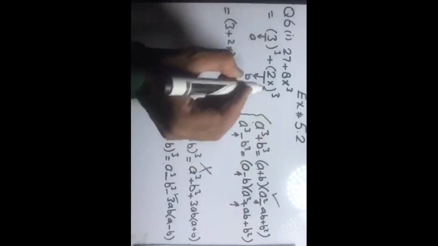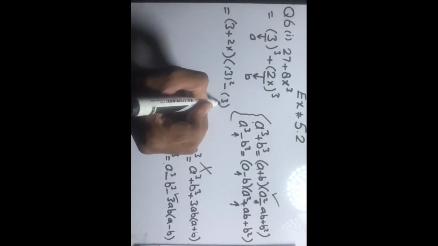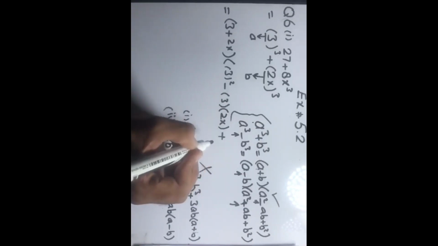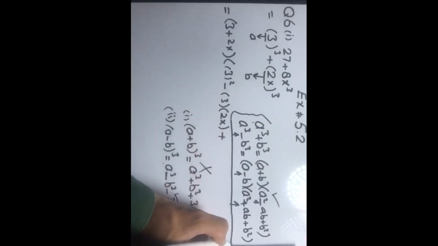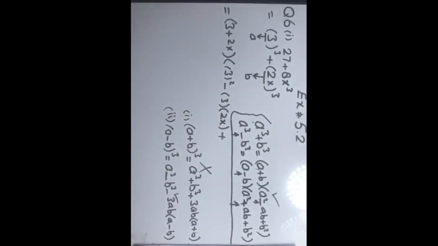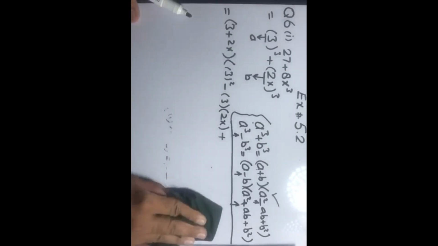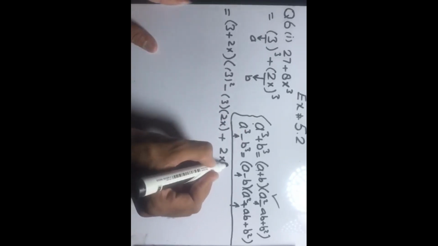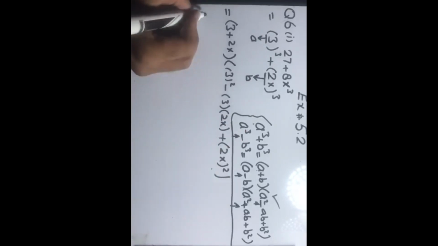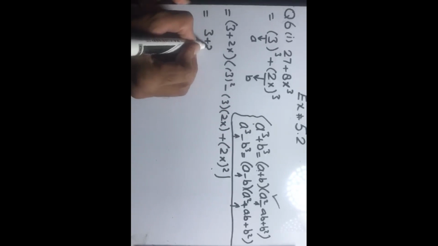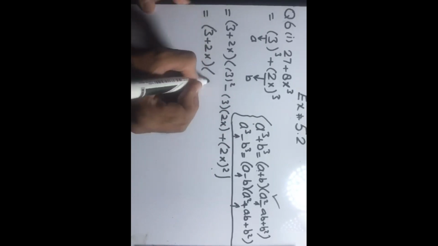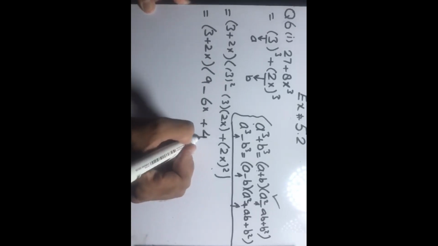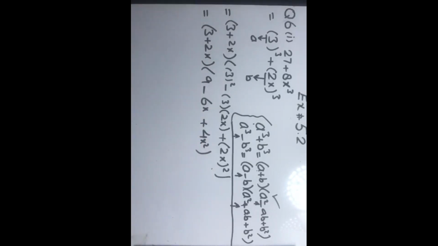Now a is 3, b is 2x. Now plus sign, we place a plus sign. B square, that is 2x whole square. By solving further, we get 3 plus 2x into 3 square is 9, minus 3 into 2x is 6x, plus 2x square, that is equal to 4x square, and the question is solved.